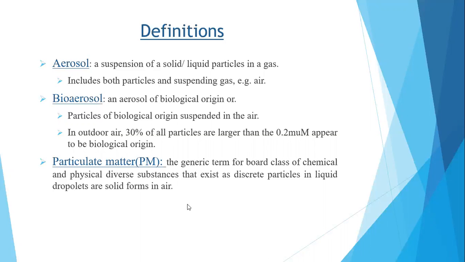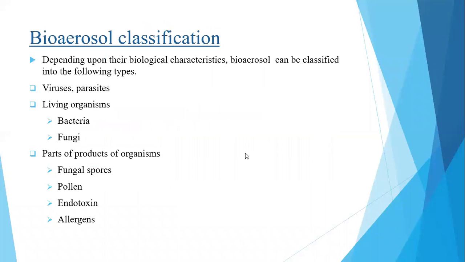In outdoor air, 30% of all particles larger than 0.2 μm appear to be of biological origin. Particulate matter is the generic term for the broad class of physically and biologically diverse substances that exist as discrete particles in liquid droplets or solid forms in the air.